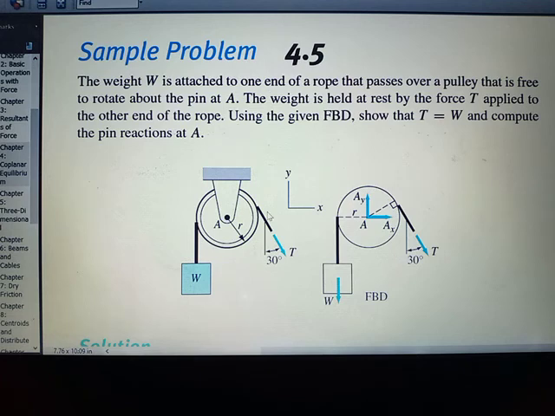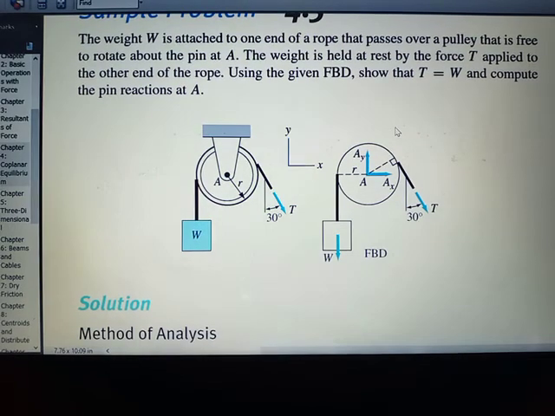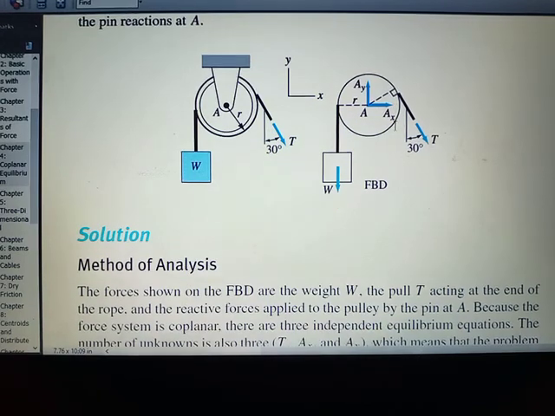So, sample problem 4.5. The weight is attached to one end of a rope and passes over a pulley that is free to rotate about the pin A. The weight is held at rest by force T applied to the other end of the rope. Using the given free body diagram, FBD, show that T is equal to W and compute the pin reactions at A. So this is our method of analysis.